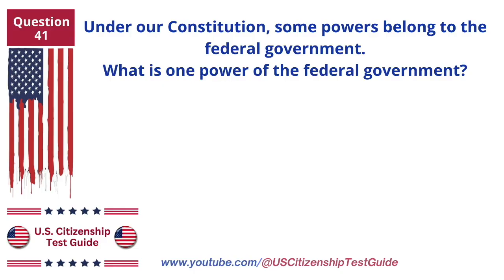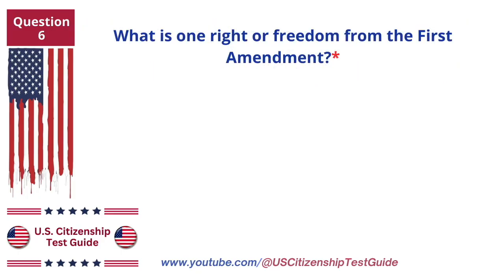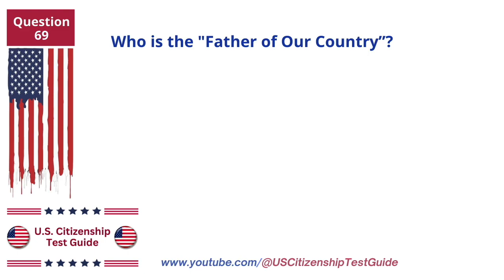Under our Constitution, some powers belong to the federal government. What is one power of the federal government? To print money. What is one right or freedom from the First Amendment? Speech. Who is the father of our country? George Washington.